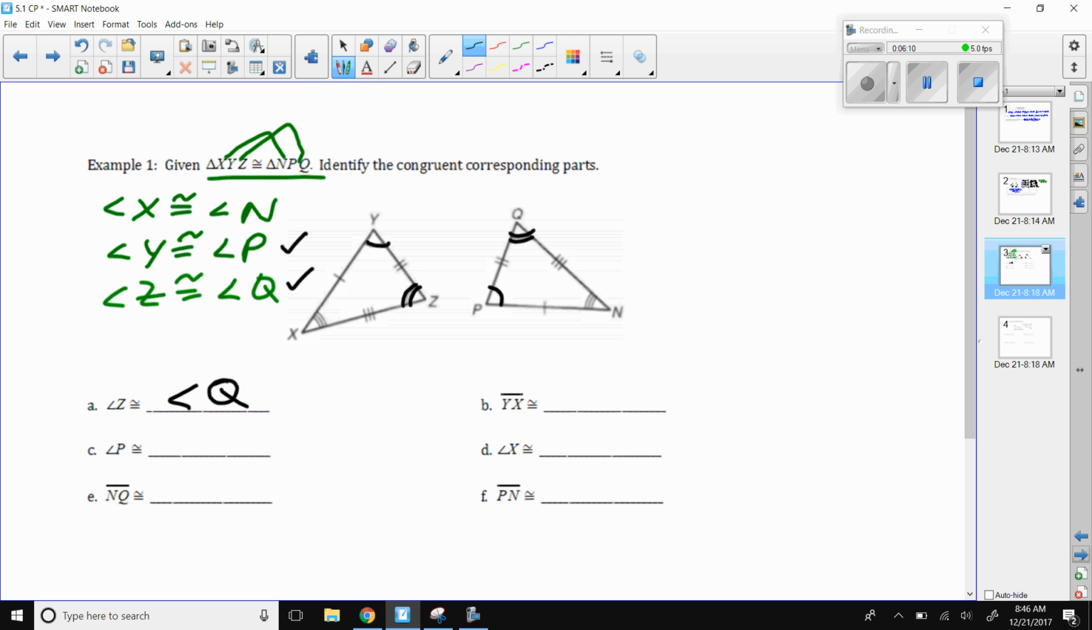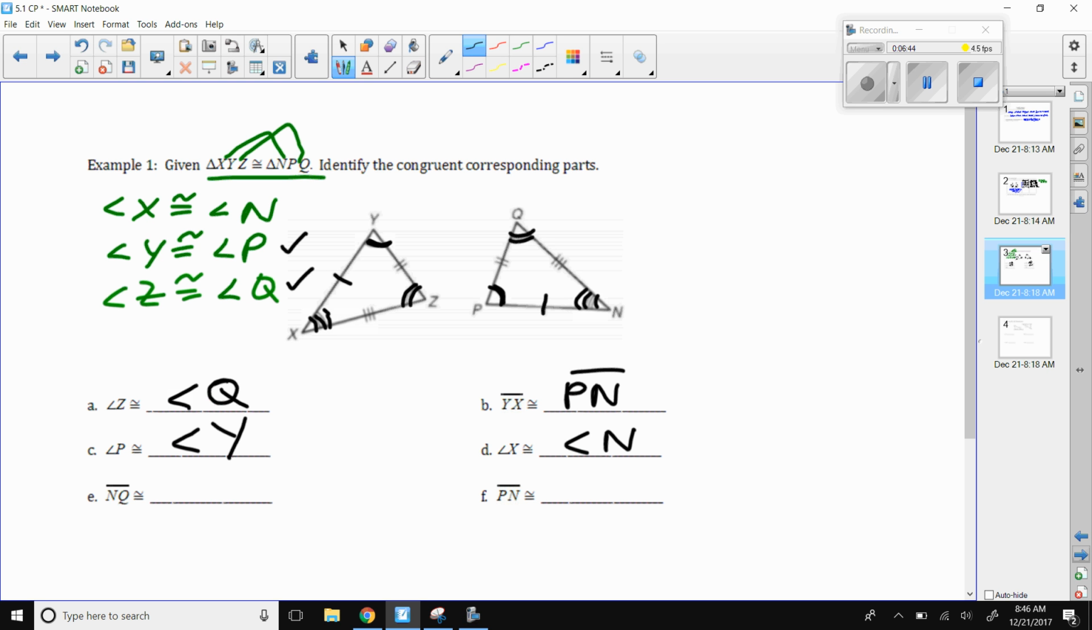YZ, the side lengths are a little bit tougher, but our picture tells us here that YZ and PN are congruent. And it's also by these angles. I see Y has just 1 and P has just 1, and then X has 3 and N has 3. So if I didn't have this tick mark, I'd be able to use the angles to tell this. Angle P will be congruent to angle Y. Angle X will be congruent to angle N.